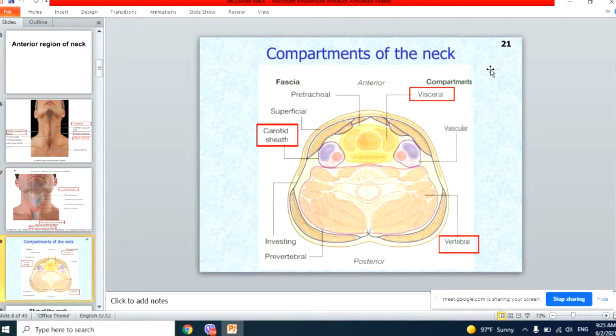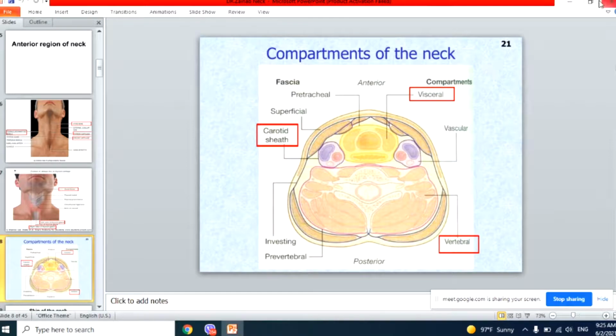Now the visceral compartment. The yellow one is the visceral compartment. The visceral compartment contains the trachea, larynx, pharynx, thyroid, and parathyroid glands. So the yellow one is the visceral compartment, which is composed of the trachea, larynx, pharynx, thyroid gland, and parathyroid gland.